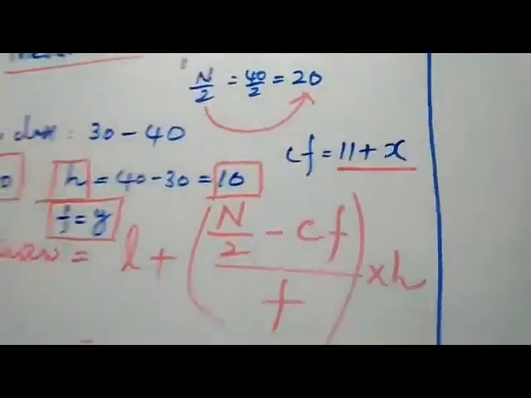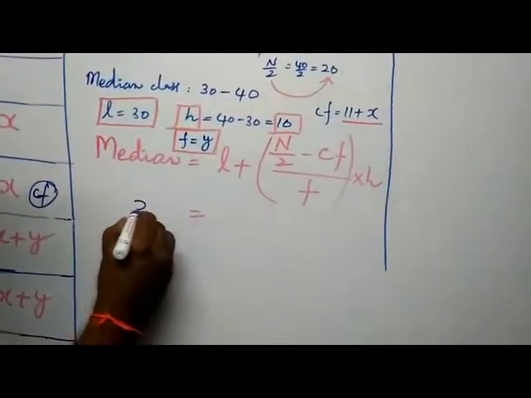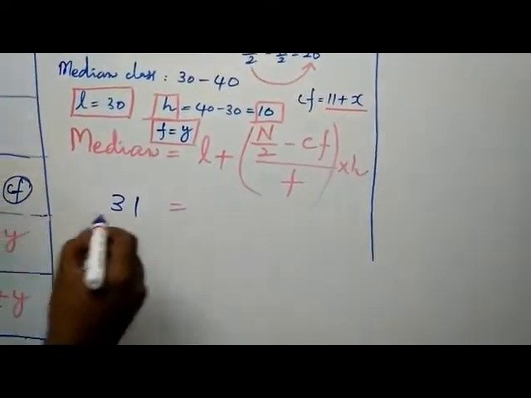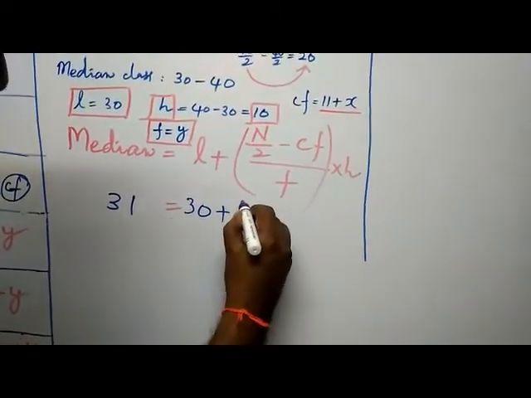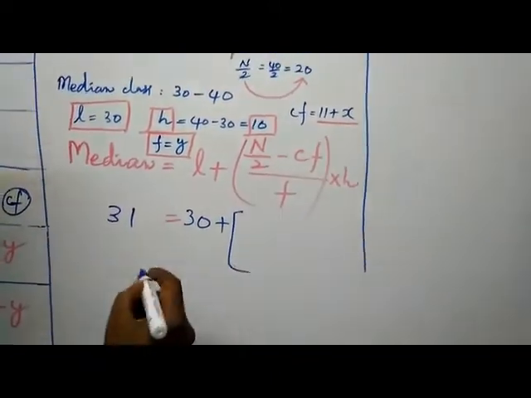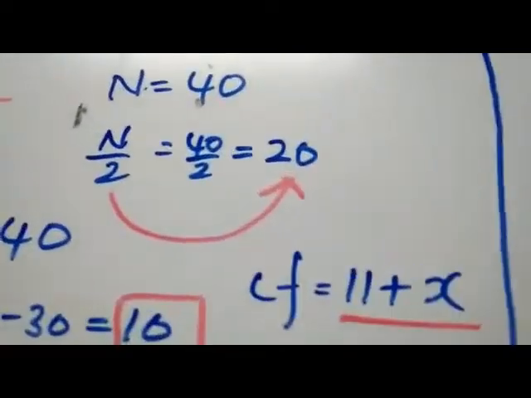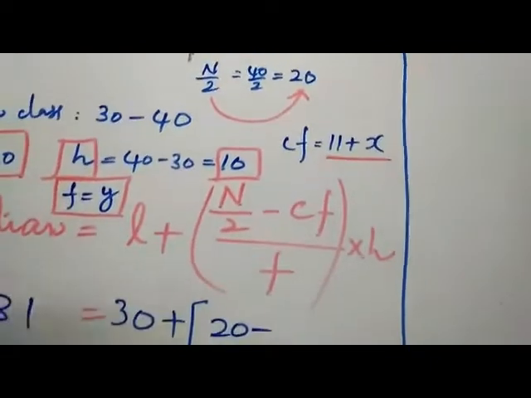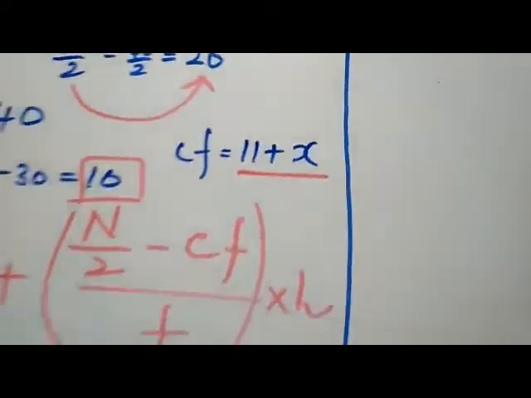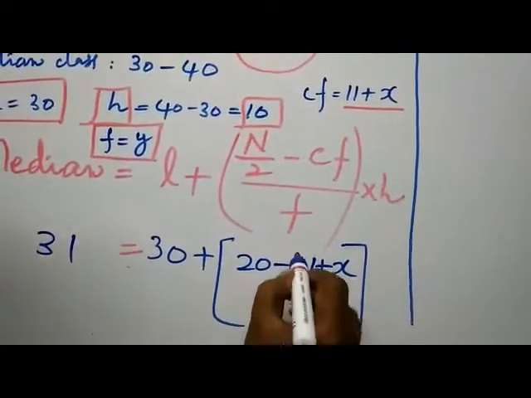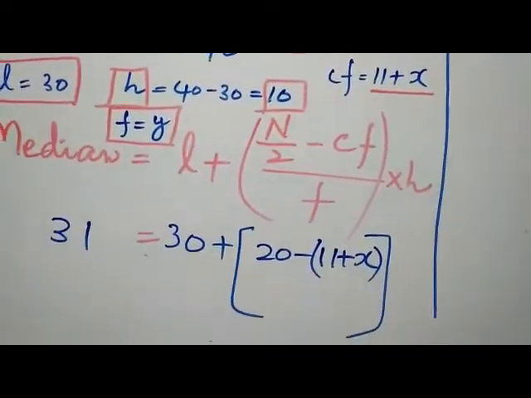Now median is equal to 31. Median is already there, median is 31, L value 30 plus n by 2, n by 2 is equal to 20 minus CF, which is equal to 11 plus x. Dear students, don't write like this, better you keep brackets. The brackets are very important, otherwise you'll get a wrong answer.